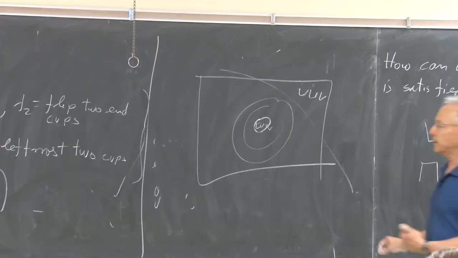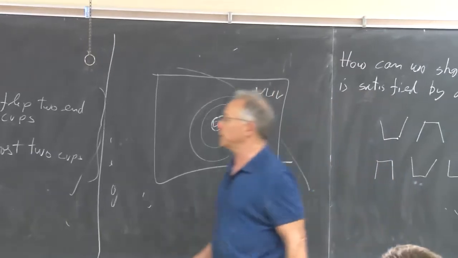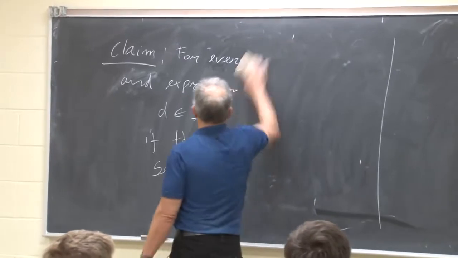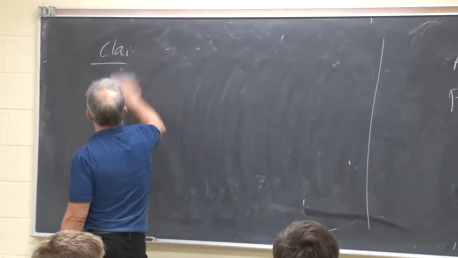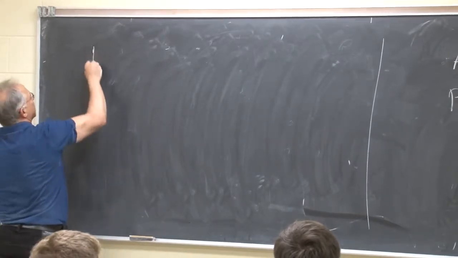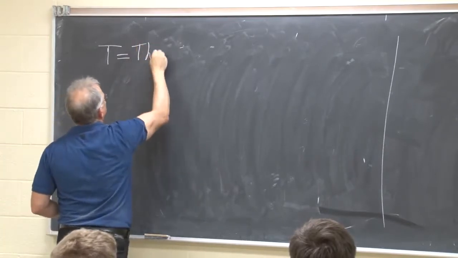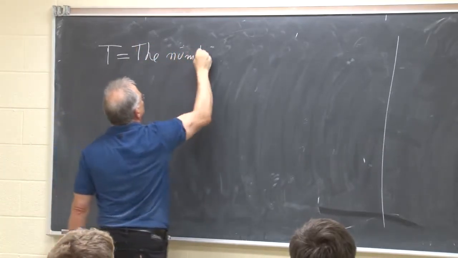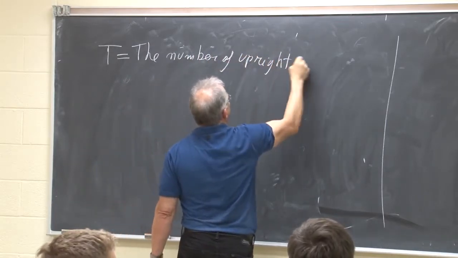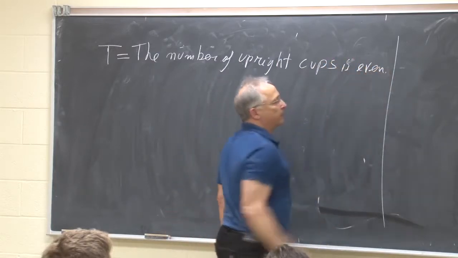So how do we do it? First of all, we have to find a good property. And here someone already suggested a good property. So to show that I cannot reach all cups upright, we use the property T: the number of upright cups is even. That's my property.